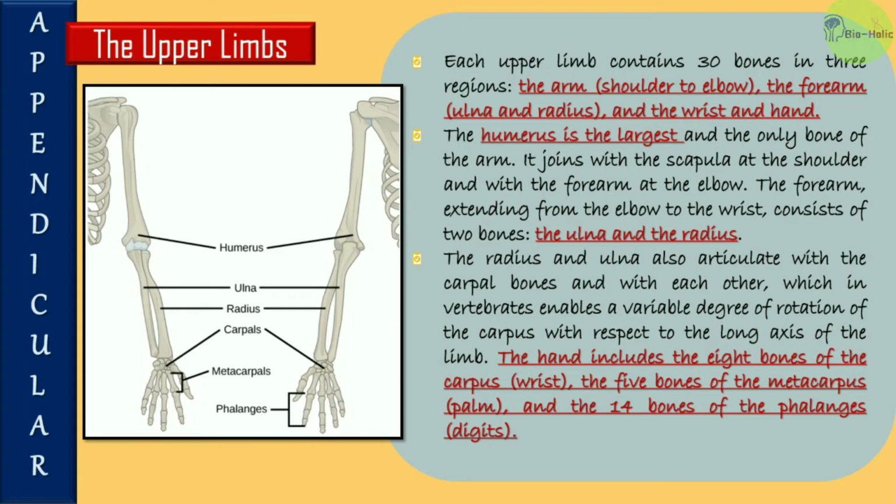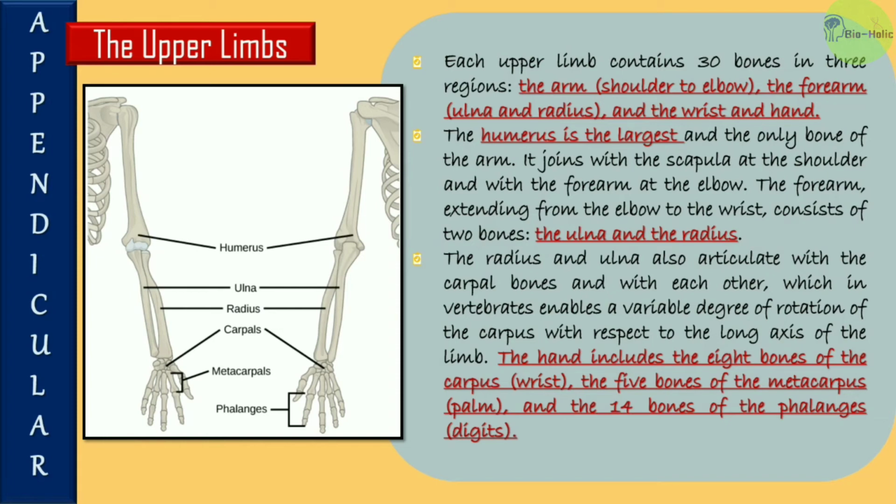The humerus is the largest and the only bone of the arm. It joins with the scapula at the shoulder and with the forearm at the elbow. The forearm, extending from the elbow to the wrist, consists of 2 bones, the ulna and the radius. The radius and ulna also articulate with the carpal bones and with each other, which in vertebrates enables a variable degree of rotation of the carpus with respect to the long axis of the limb.